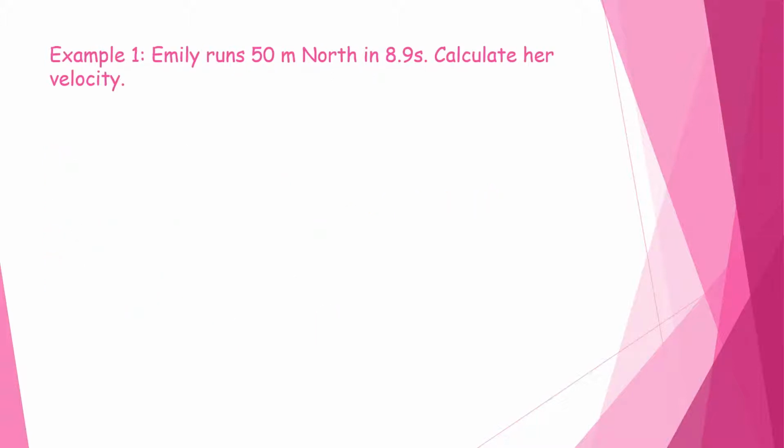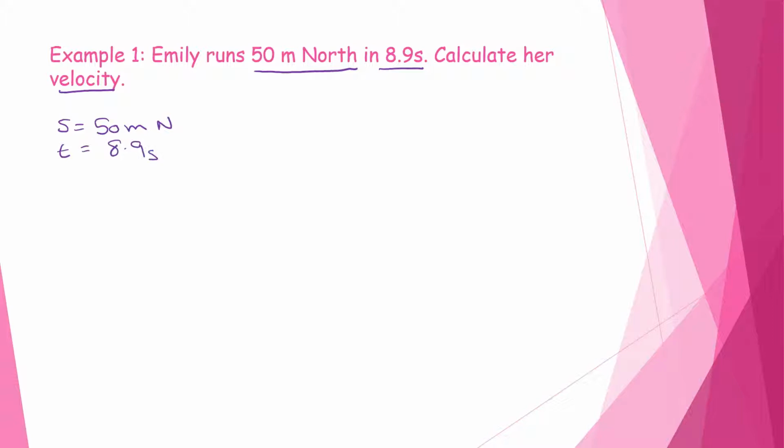Now let's look at our first example. Remember, with our problem solving technique, the first thing we're going to do is underline our key points. So Emily's running 50 meters north in 8.9 seconds. We need to find her velocity. So I make a list. So displacement is 50 meters north and the time is 8.9 seconds.